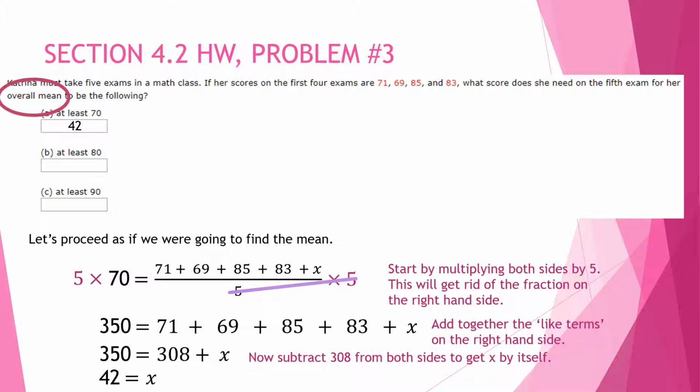Alright, so let's think about what you are going to do differently when you go to do parts B and C. The only thing that you'll have to do differently is what this number will be right here. Instead of a 70, if you were doing part B, that would be 80. If you were doing part C, that would be 90. I know you guys can do those two by yourself.